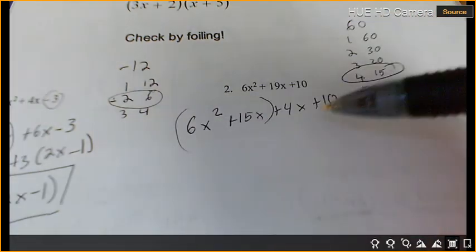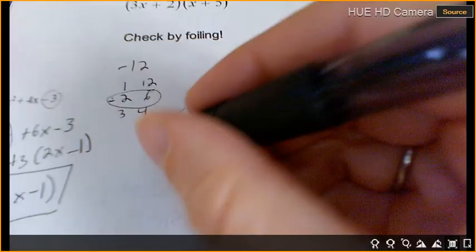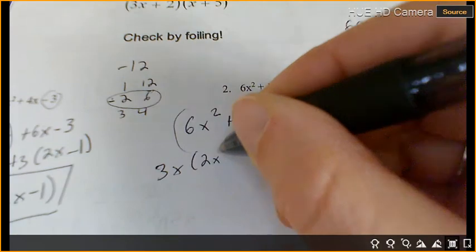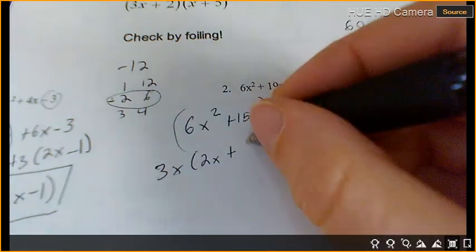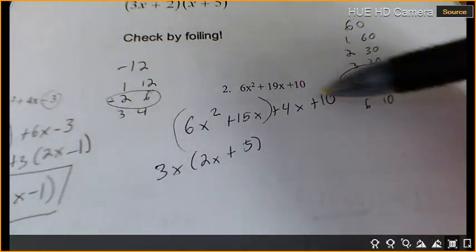Okay, so what can we take out of both 6x squared and 15x? 3, yes. So 3x gives me 2x squared, 2x, right? Plus 3 times what gives me 15? 5. Okay. Yes. What goes into both 4 and 10 evenly?